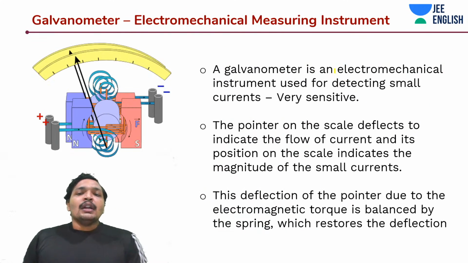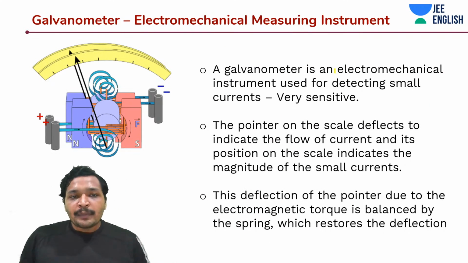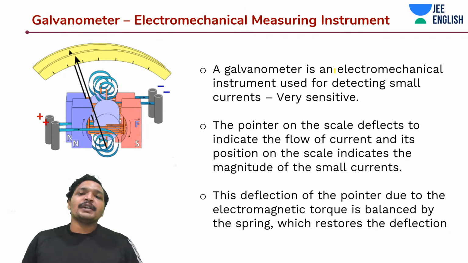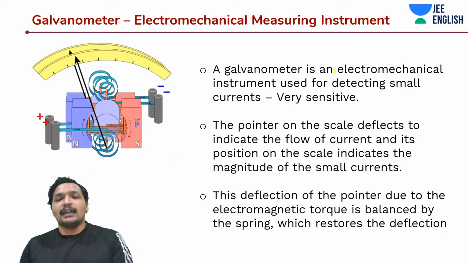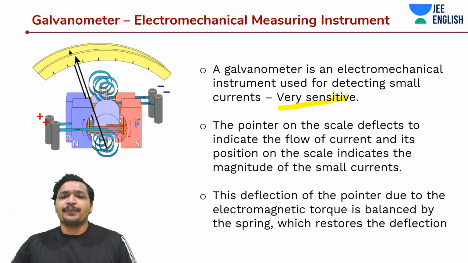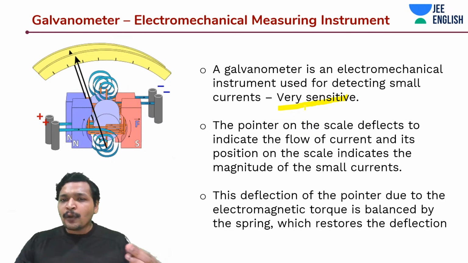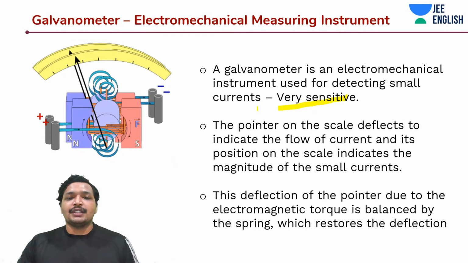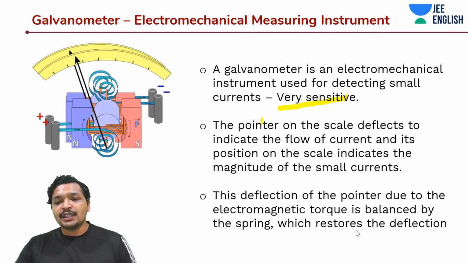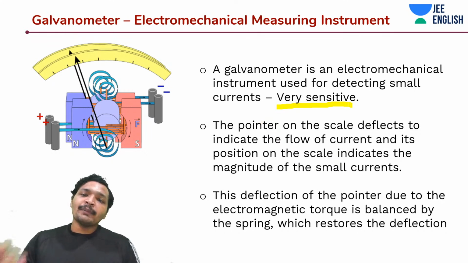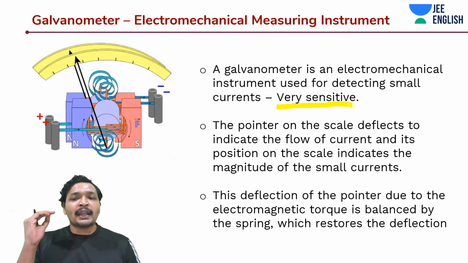Now, what is a galvanometer? A galvanometer is nothing but an electromechanical instrument used for measuring or detecting very small currents. A galvanometer is very sensitive; it can detect small currents. At the same time, if you pass a large current through it, the galvanometer would get damaged. A typical galvanometer of the older times would get damaged if you passed a very large current through it.